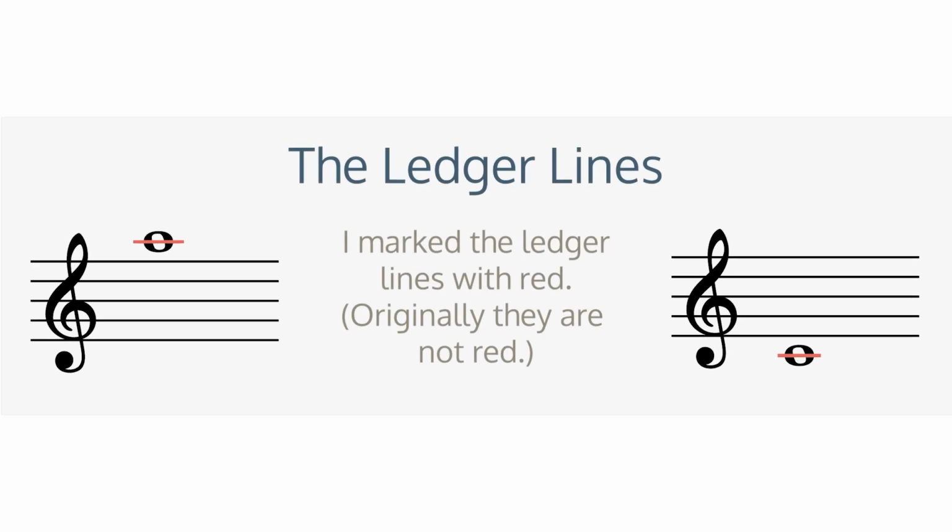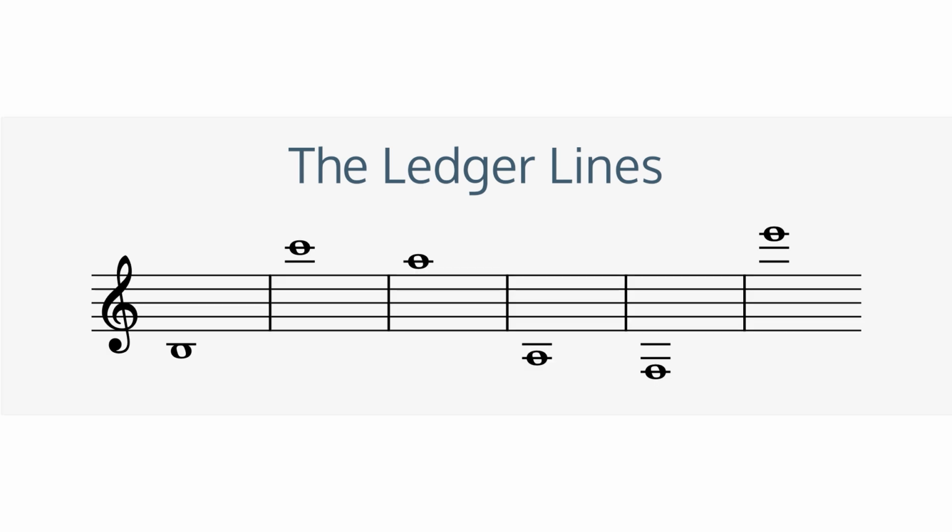The staff doesn't have enough room for all notes, especially the very high and very low ones. To show these notes, we use ledger lines. Ledger lines are short lines that hold notes. Here are a few examples.